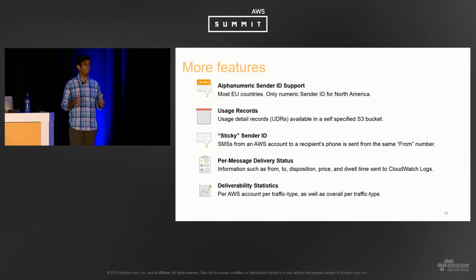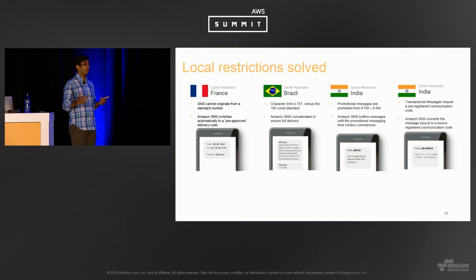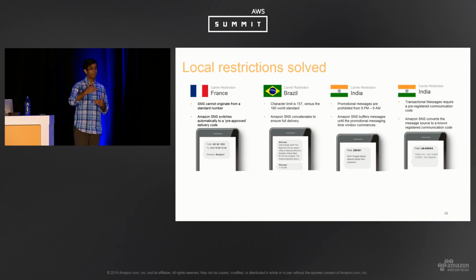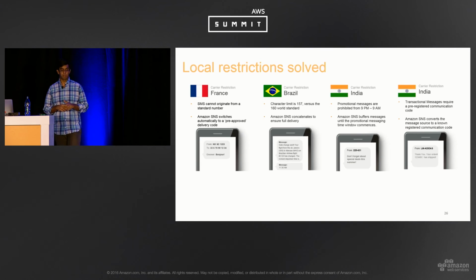In Brazil, the character limit is actually 157 characters. And that differs from the global standard of 160 characters. So what we do is we break at word breaks. We break the message up at specific word junctures, and we send them as separate messages, and then we concatenate those messages for phones that support that concatenation functionality. So it comes out as one message from that perspective.